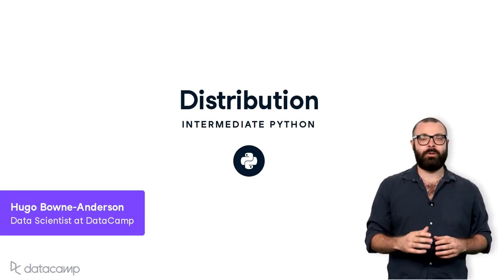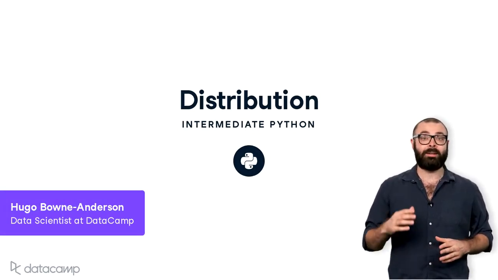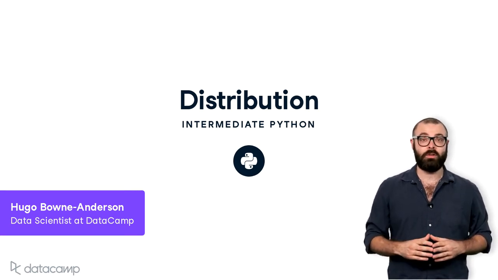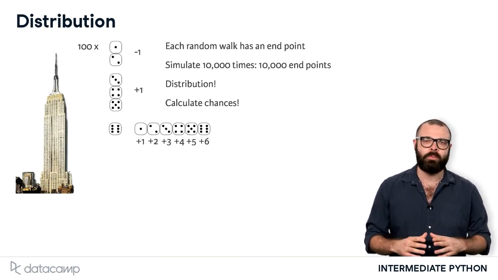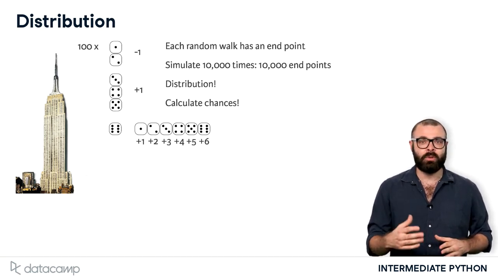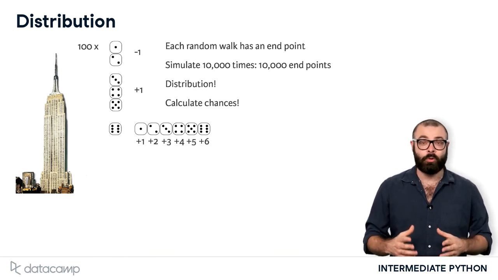In this last video of the course, you're ready to learn about the distribution of random walks. Let's go back to the initial problem. You throw a die 100 times. Depending on the result, you go up some steps or down some steps. This is called a random walk, and you know how to simulate this.